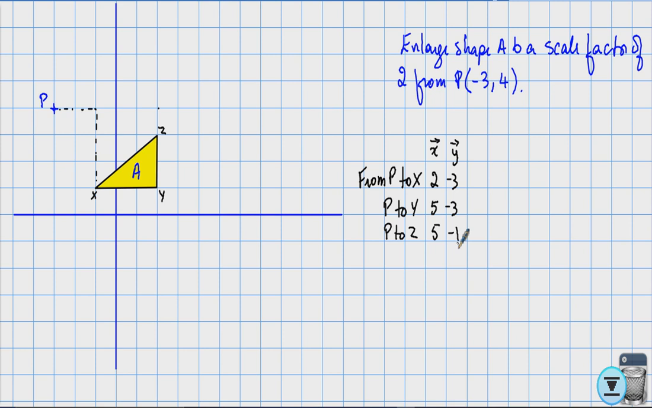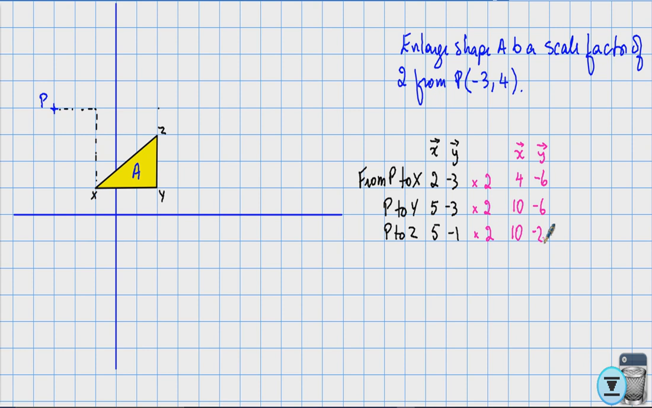Now, what I need to do? I need to multiply by 2, because that is the scale factor of enlargement, to get my new x and y movement. Remember, we're moving these squares, okay? So multiplying by 2, this becomes 4 and -6. This becomes 10 and -6. This becomes 10 and -2.